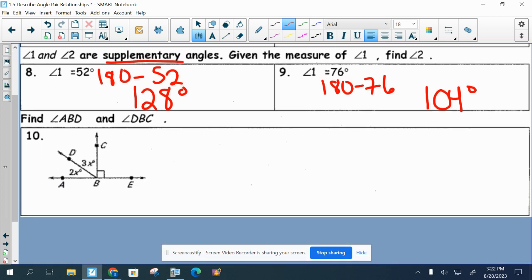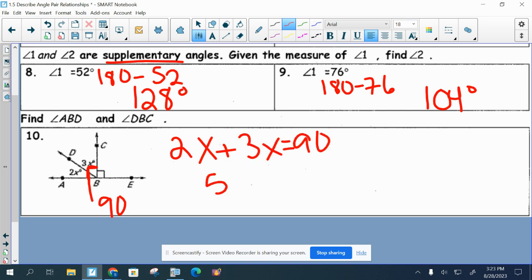All right, number 10. Find ABD and DBC. So here, if I know that this is a straight line, this is 180, and I know that this is already 90, then I have 90 left over. So this is also going to be a right angle. So I could say 2x plus 3x equals 90. That means 5x equals 90. And if I divide by 5 on both sides, I get x equals 18.